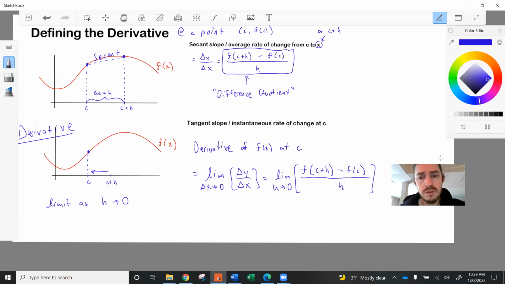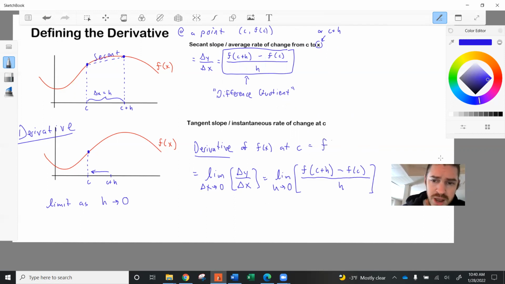Okay, so we have the difference quotient up here, which tells us the secant slope, and then we have the limit of the difference quotient down here, which tells us the tangent slope. This is just a rate of change, an average rate of change in the function. This is an instantaneous rate of change. And this one down here is called the derivative.